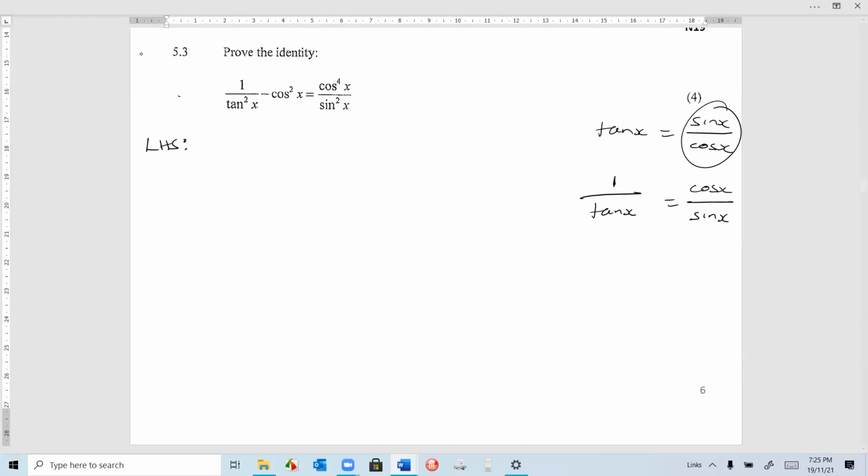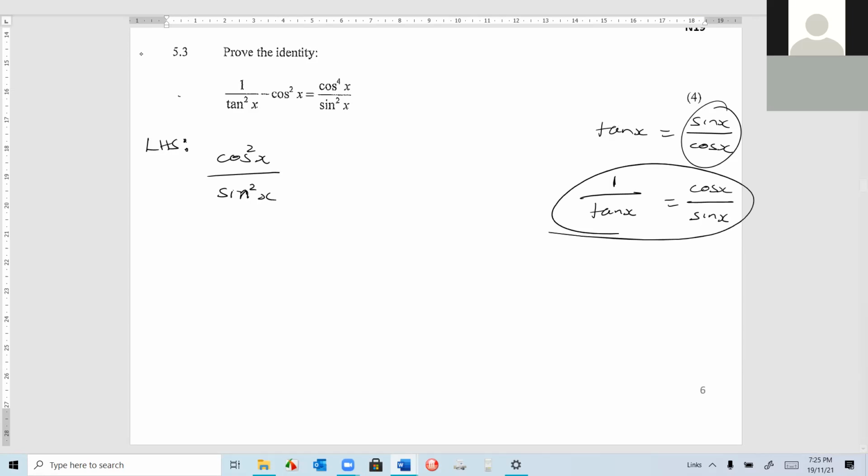So if we looked at our left hand side, we have 1 over tan squared x. So 1 over tan x is cos x over sine x. So 1 over tan squared would be cos squared x over sine squared x. So these rules that I'm teaching you, you got to memorize them. And then you got a minus cos squared x. So I took the left-hand side, and now I want to try and get it to look like the right-hand side.